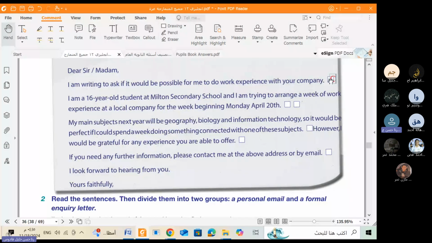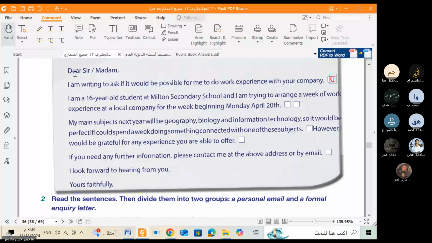You start your letter by saying dear sir or madam, because actually you don't know to whom you send your letter. By the way, when you send a general inquiry letter to a company for a work experience, it is advisable to send more than one copy to different companies in order to be sure that you will get a chance for a work experience in one of these companies. By the way, Malak, is this letter a formal or an informal one? What do you think?